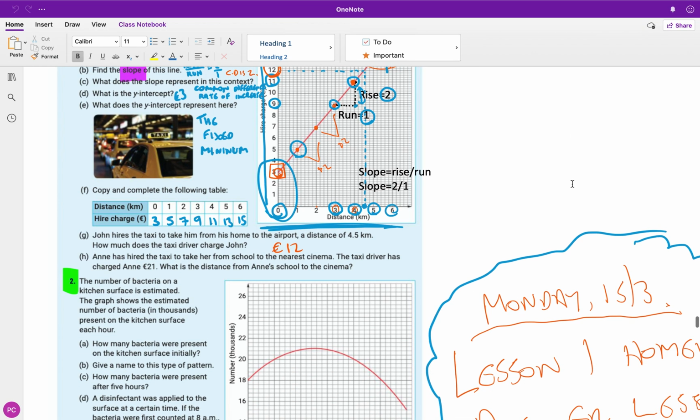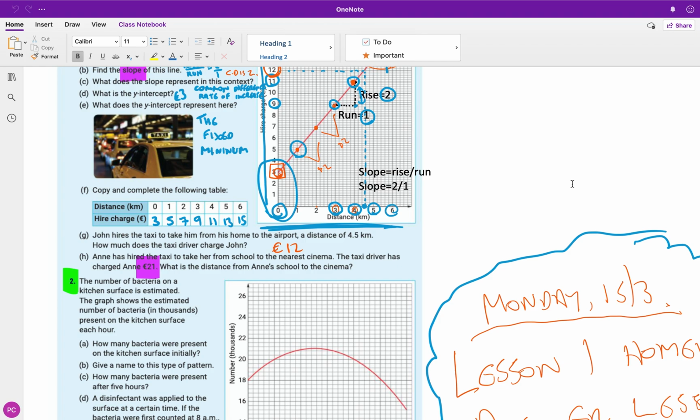And finally, Anne hired a taxi to take her from school to the nearest cinema. The taxi driver has charged Anne €21. How far, or what's the distance from Anne's school to the cinema? Right, where's €21? Oh, it's going to be higher. It's going to be off the charts, isn't it? It's not even going to be in our graph. So how far is it going to be?